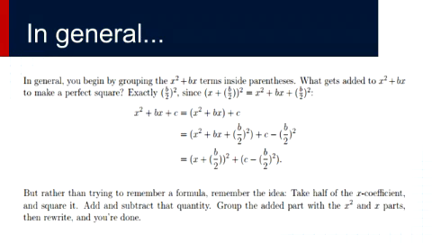In general, you begin by grouping x squared plus bx terms inside parentheses. What gets added to x squared plus bx? Well, b over 2 squared. But rather than trying to remember a formula, remember the idea. Take half of the x coefficient and square it. Add and subtract that quantity. Group the added part with the x squared and x parts, then rewrite, and you're done.